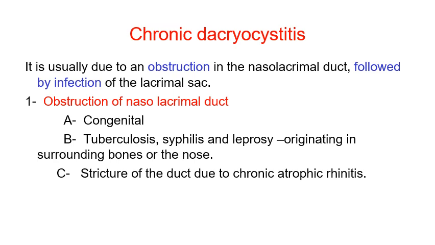Chronic dacryocystitis is usually due to an obstruction in the nasolacrimal duct followed by infection of the lacrimal sac. When there is an obstruction, there is stagnation of the tears, a stasis, and that is followed by infection. Obstruction can occur in the nasolacrimal duct. It can be congenital. It can be because of diseases like tuberculosis, syphilis, leprosy originating in surrounding bones or nodes, and stricture of the nasolacrimal duct due to chronic atrophic rhinitis.